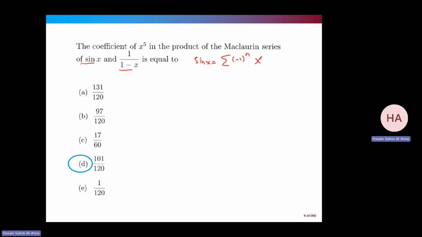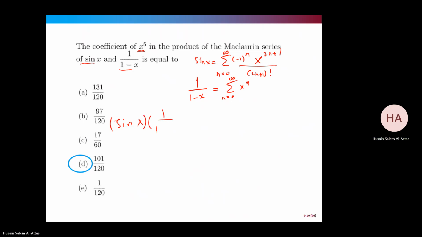X to the power 2n plus 1 over 2n plus 1 factorial, with n running from 0 to infinity. What is this? 1 over 1 minus x is the summation of x to the power n. We know it. Okay, multiply them, and you want the coefficient of x to the power 5. This times this. Let me plug it in.